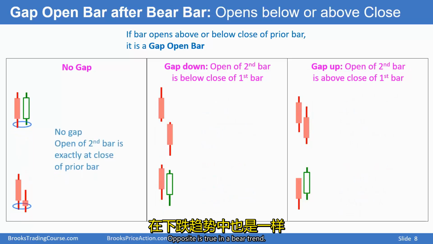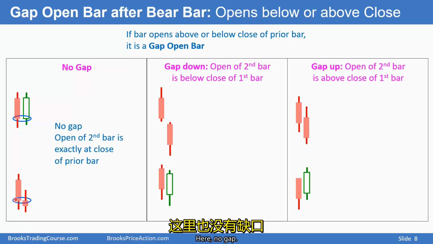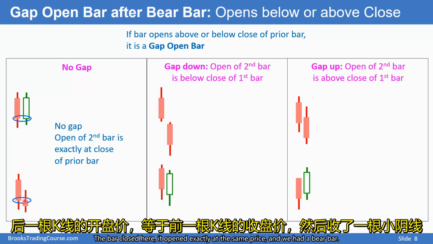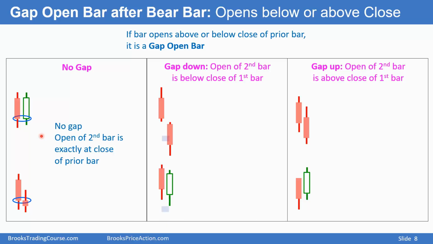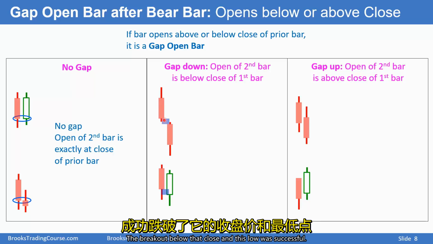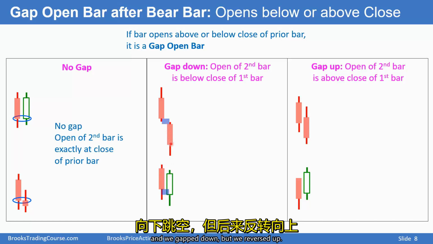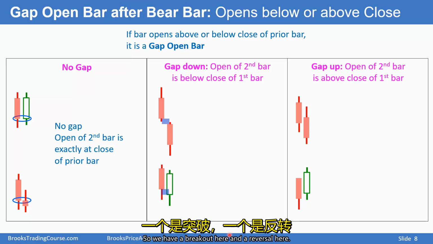Opposite's true in a bear trend. No gap. We have a bear bar, and then the next bar opened here. In this case, it was a bull bar. Here, no gap. The bar closed here. It opened exactly at the same price, and we had a bear bar. We have a bear bar, and then we gap down on the next bar. The breakout below that close and this low was successful. Here, we have a bear bar. The market's going down, and we gap down, but we reversed up. So we have a breakout here and a reversal here.